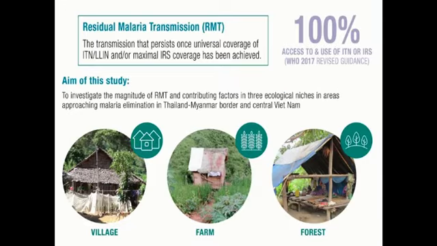So I just want to start by talking about what we mean by residual malaria transmission. The definition for us is the transmission that persists once universal coverage of ITNs, LLINs, and/or maximal IRS coverage has been achieved. The aim of this study was to investigate the magnitude of this transmission and the contributing factors in these three ecological niches. You can see here the village, the farms, and the forest.